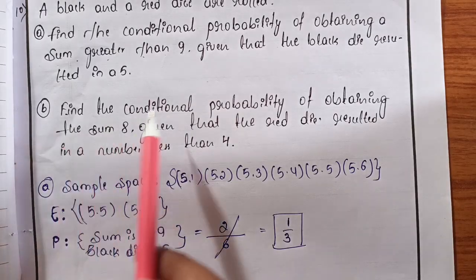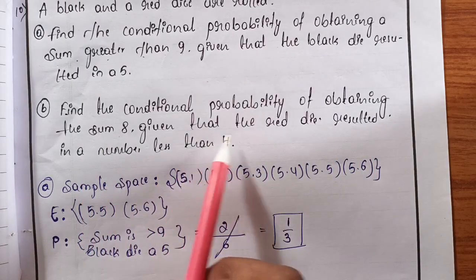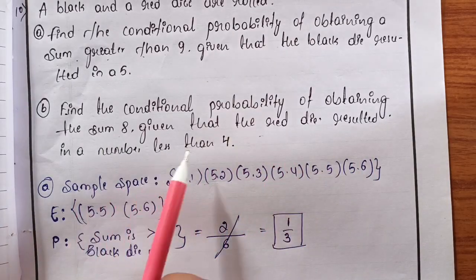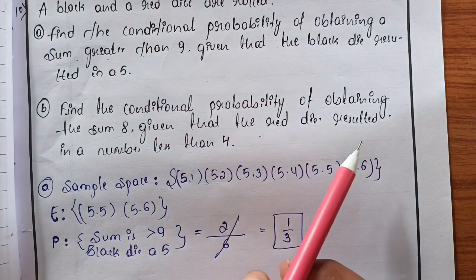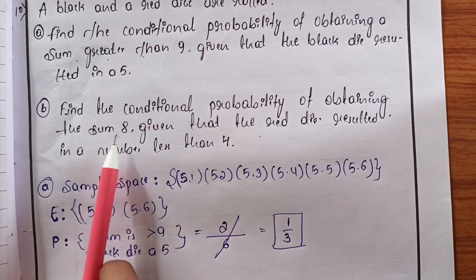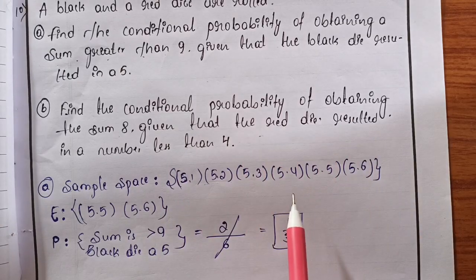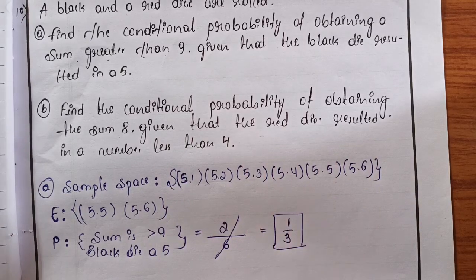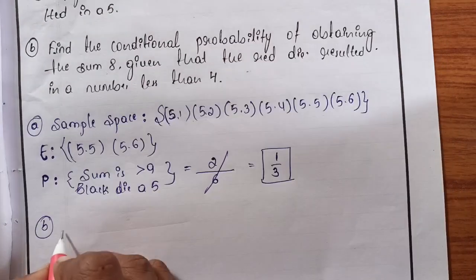Second question: find the conditional probability of obtaining the sum 8, given that the red die resulted in a number less than 4. We find the conditional probability of obtaining 8, given the red die resulted in a number less than 4. So we write the total sample space.